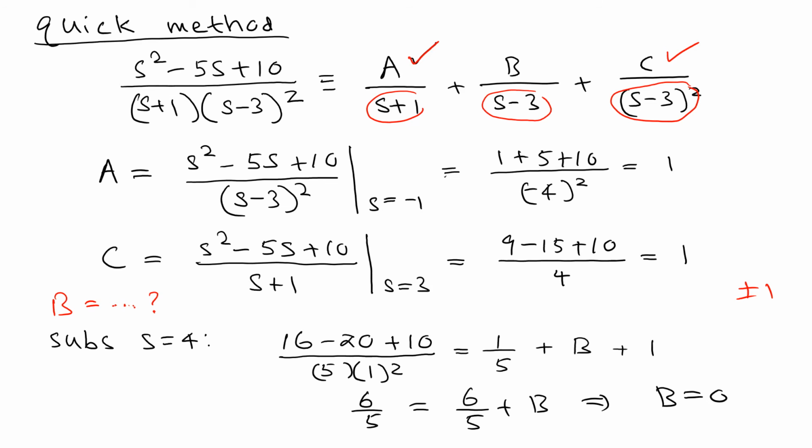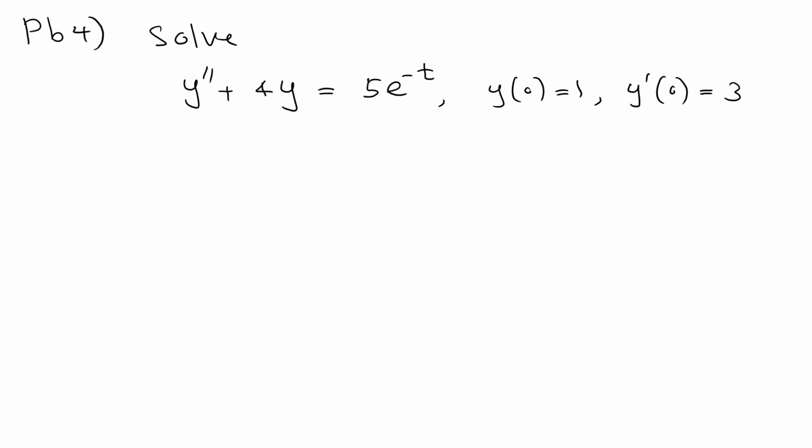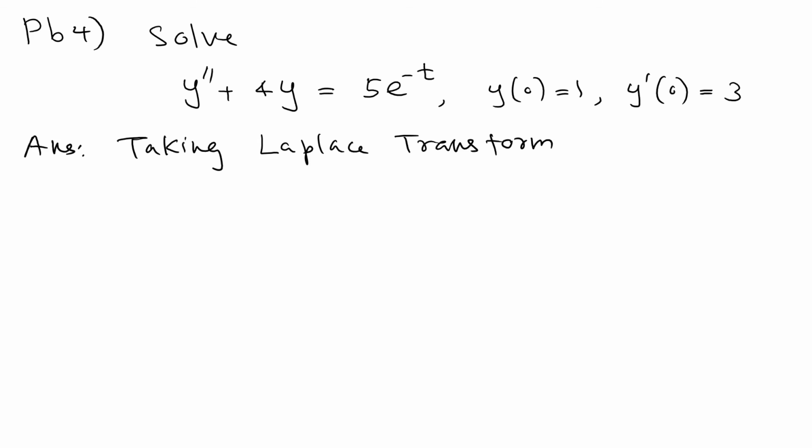Okay, so let's look at the next problem. We have y double prime plus 4y equals 5e to the negative t, y(0) equals 1, y prime(0) equals 3. So we use the same argument. We take the Laplace transform of the equation, so we get this term by term.